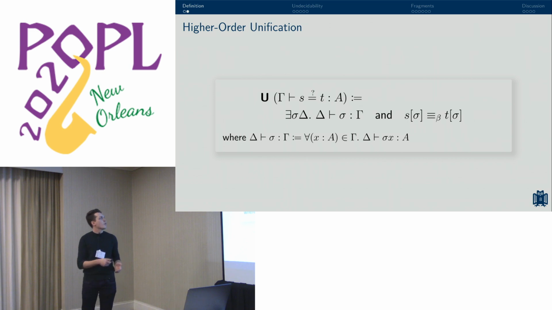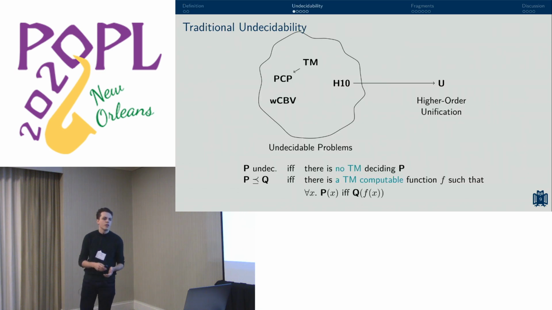Now, before I show you how to prove this problem undecidable, I want to quickly say what I mean by undecidable. So traditionally, you call a problem undecidable if there's no Turing machine deciding the problem. And you say a reduction from P to Q is just a Turing machine computable function which reduces P to Q. You can switch these out for your favorite model of computation, but basically for your reductions, you always have to reason about the computability.